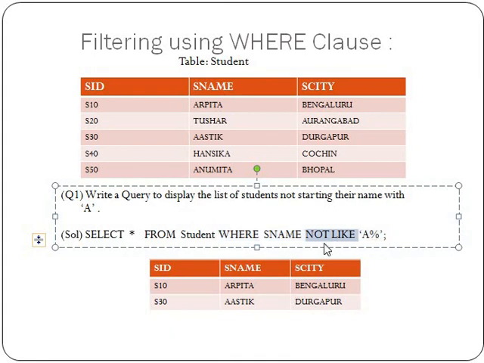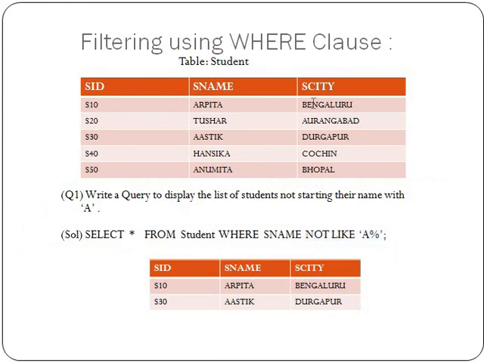Now look at this pattern matching operator not like. Why have I used it? This is because the question is asking us to display those student names which do not start with the letter A. For that reason I write it as not like 'A%'. That means the student names do not start with the letter A.